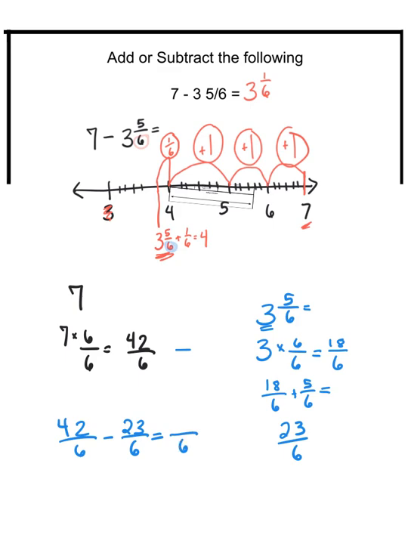Let's see, 42 minus 20 is 22, minus 3 more is 19. So now we've got 19 sixths, and then we'd have to convert that to a mixed number, which would be 3 and 1/6. Okay, so we got the same answer twice, but I kind of think my way's easier.